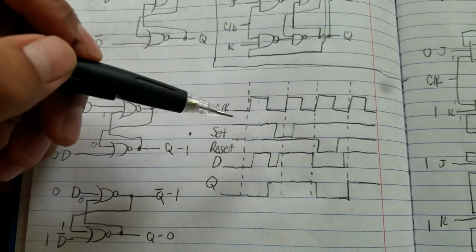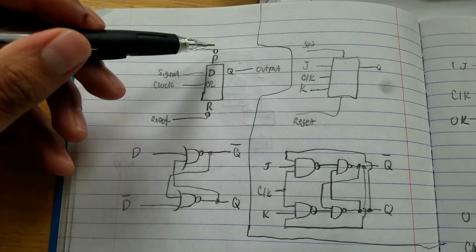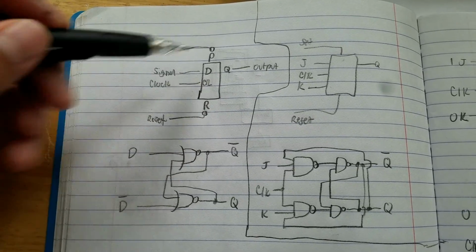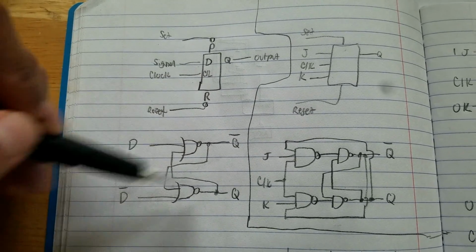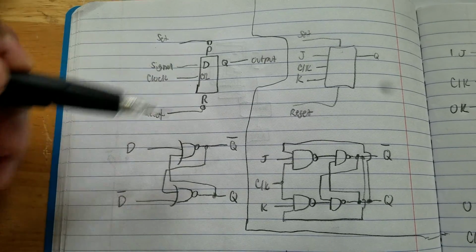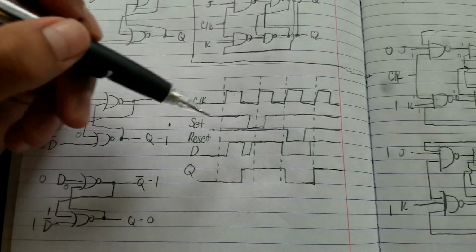Because this is the signal. So the set and reset buttons are indicated here on the D flip-flop. I didn't talk about them down here because this is the main circuit that is dependent on the input.